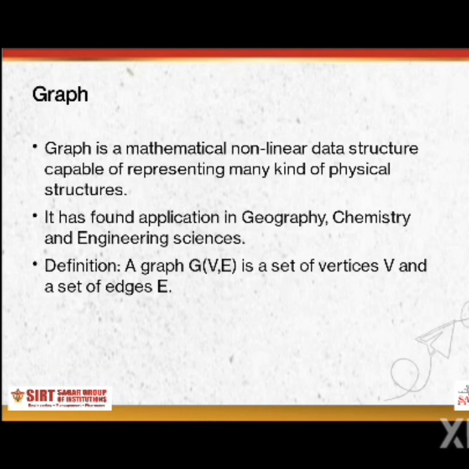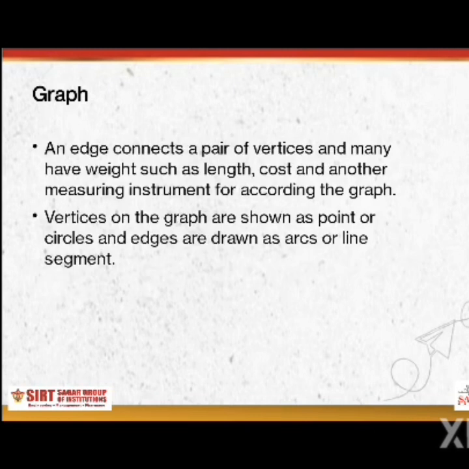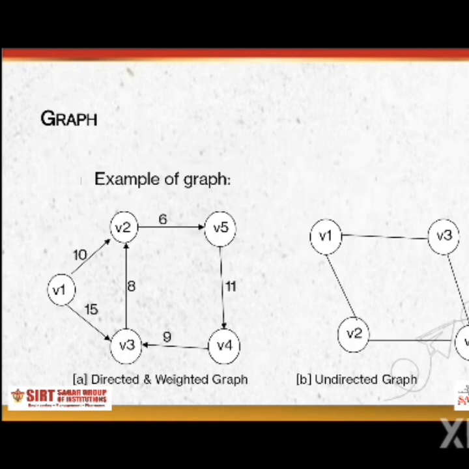As I already said, a graph is represented by G and V, E. G represents the graph, and V and E represent the vertices and edges of the graph, each edge connecting a pair of vertices, and many have weights such as length, cost, and other measuring instruments. Vertices on a graph are shown as points or circles, and edges are drawn as arcs or line segments. So these are the identification of a graph, which we define by the vertices, edges, self loops, and arcs. So this is the representation of graphs.